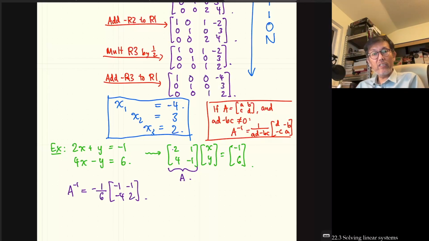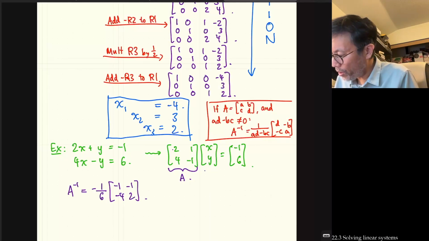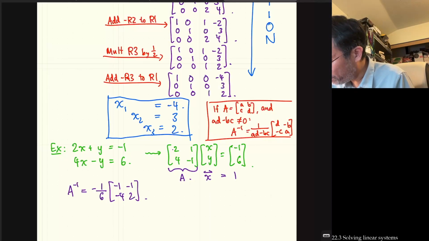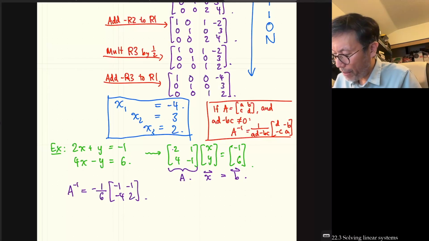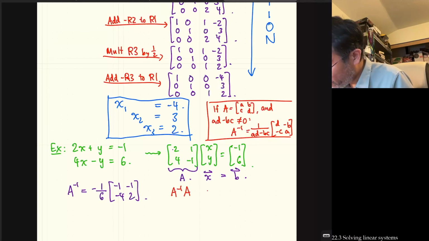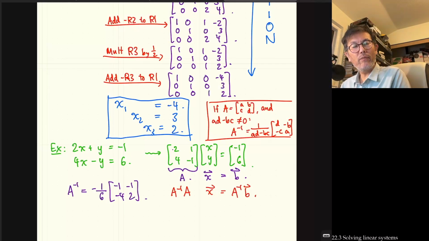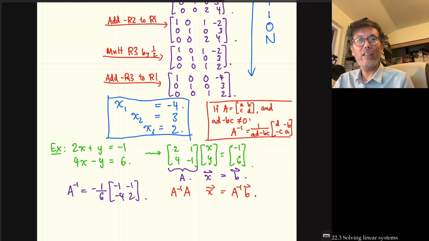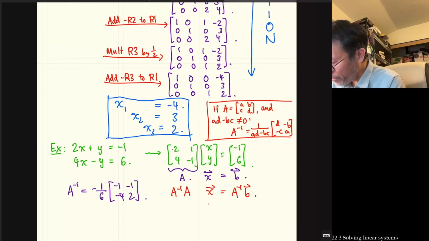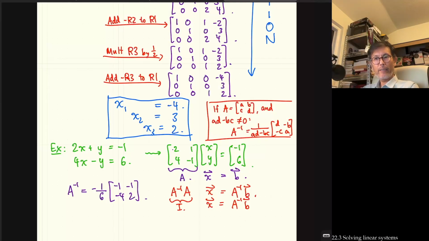Okay? Why is this cool? Because if I think of this equation here as being AX equals B, then what I can do is multiply both sides of this equation by A inverse. And what's A inverse times A? It's the identity matrix. And the identity matrix times anything is just that thing. So in other words, what we end up with is X equals A inverse B. Because again, this part right here is simply the identity matrix.